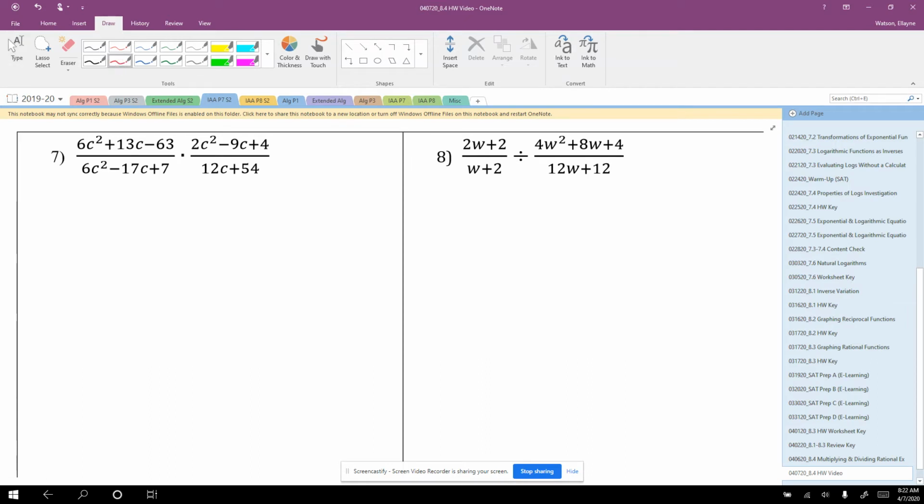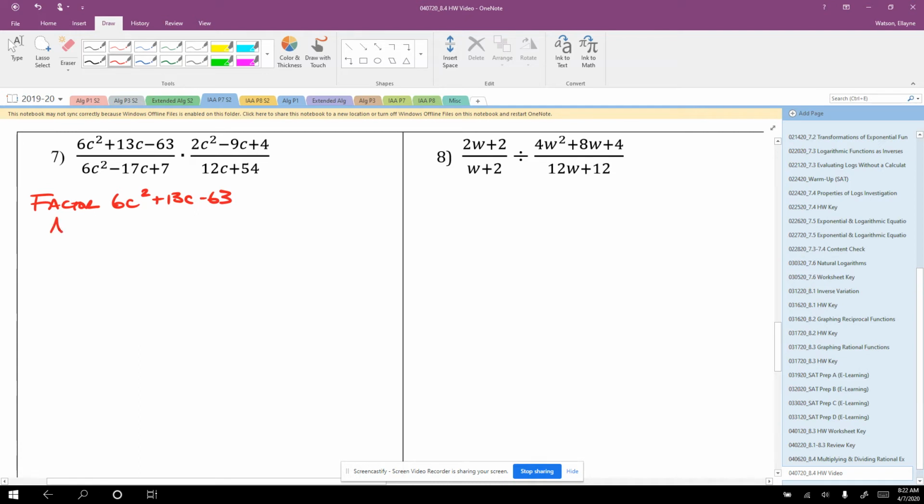Well, there's 3 different things here to factor, and that may be why this one caused some headaches for you guys. I'm going to call this, well, so I'll just write it out. Let's factor 6c squared plus 13c minus 63.